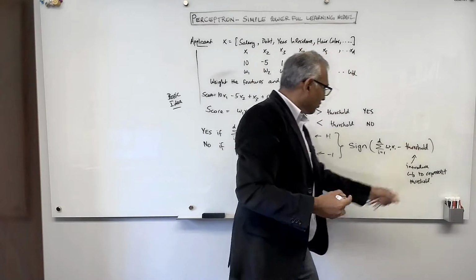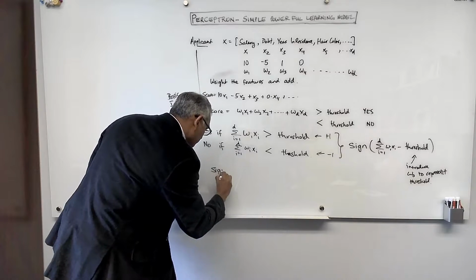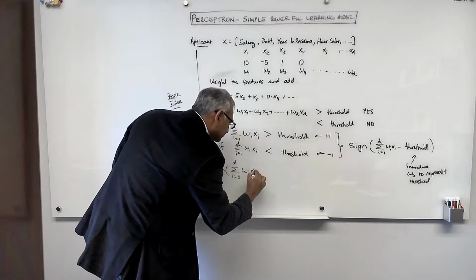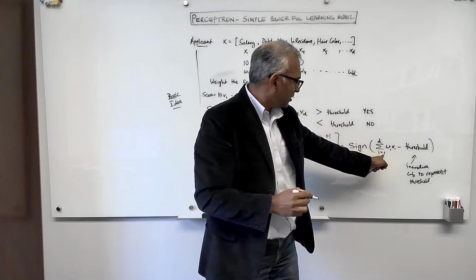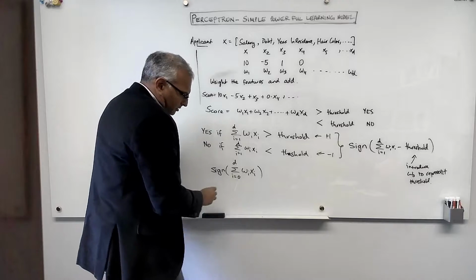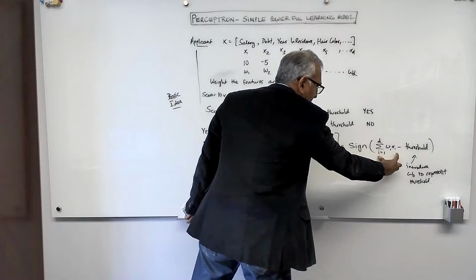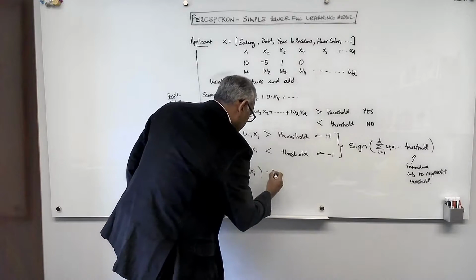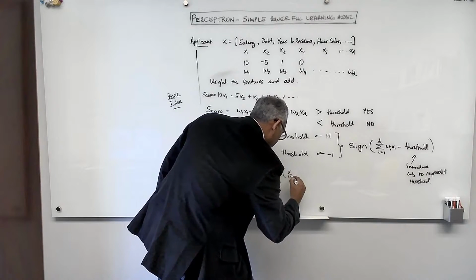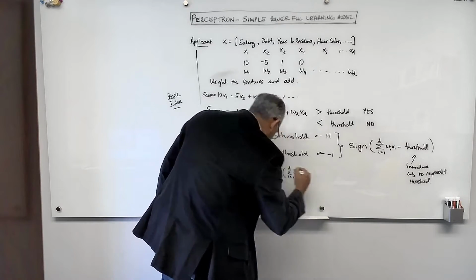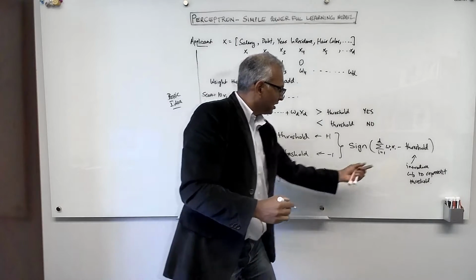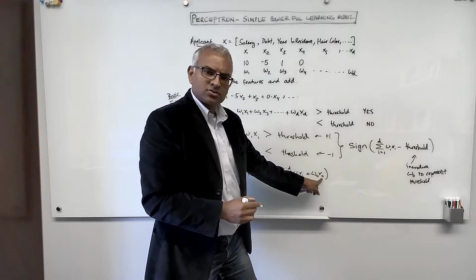And I want to write this formula as the sign of the sum from i equals 0 to d of Wi xi. Notice that here the sum is from i equals 1 to d, and here it's from i equals 0 to d. The i equals 1 to d part of this is exactly what appears here. So it's equal to the sign of the sum from i equals 1 to d of Wi xi, plus the i equals 0 term, W0 x0. So this will equal that whenever x0 is always set to 1.